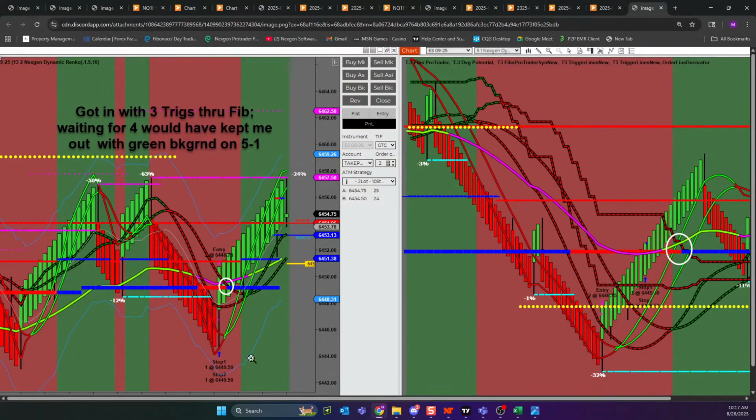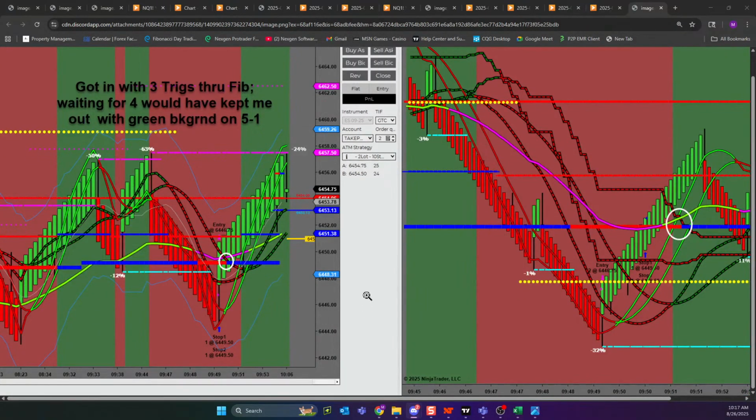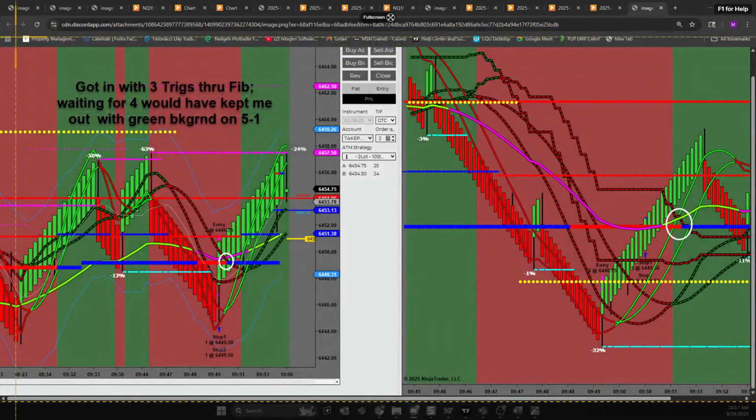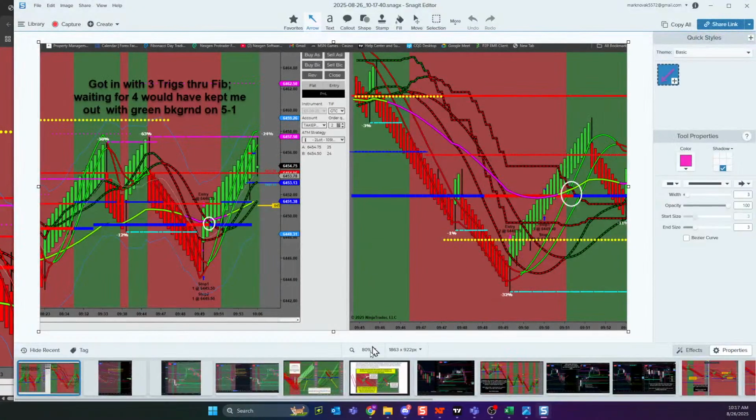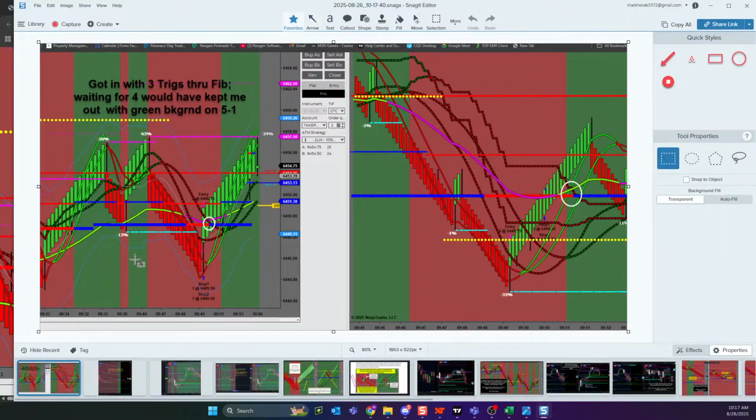Got in with 3 triggers through fib. Waiting for 4 would have kept me out with a green background. Alright, I'm going to give you my 2 cents, and before I look at John's 2 cents, David. So when I look at 3 triggers through, and man, that's a good look. I'm not going to lie.